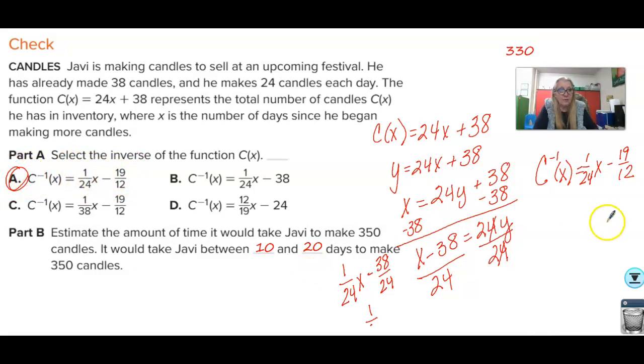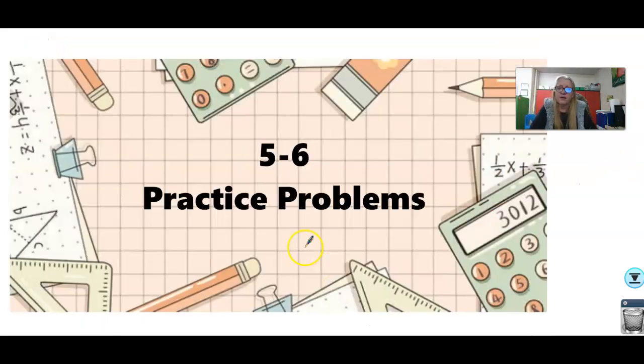Now, using that one, it says estimate the amount of time it would take Javi to make 350 candles. So what you do then is you put 350 in for x, 350 divided by 24 minus 19 over 12, and they said it would take between 10 and 20 days. I don't know, wouldn't you think you'd be able to narrow it to one day? Anyway, moving on.